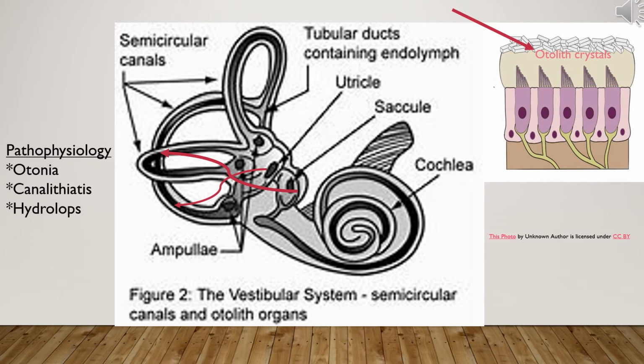Diseases in which this is the pathophysiology are BPPV, canalithiasis, and hydrops. Hydrops is where there is a distension or distortion to the canal and excess fluid builds up, and it is a defining symptom for Meniere's disease.